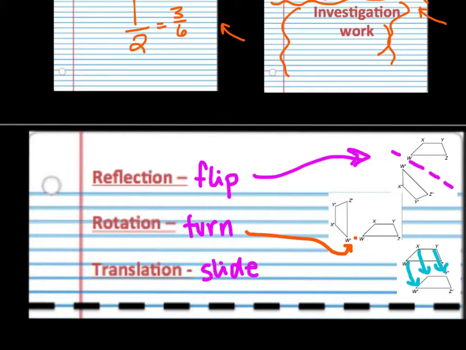So essentially, thinking about a reflection, we're talking about a flip. We're flipping it over a line so we have things exactly the opposite. Any distance that we have W and W prime, they're going to be the exact same distance away from the line of reflection. Same for X and X prime, Y for Y prime, and Z for Z prime.